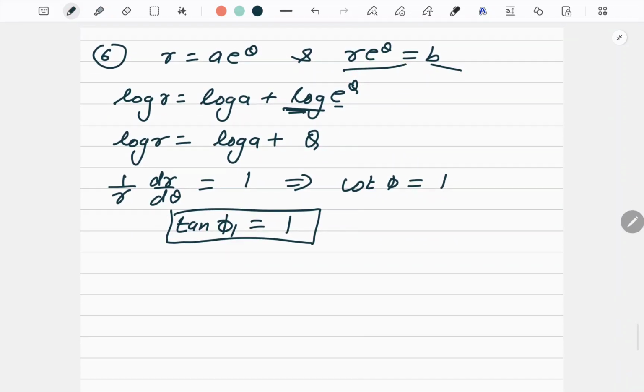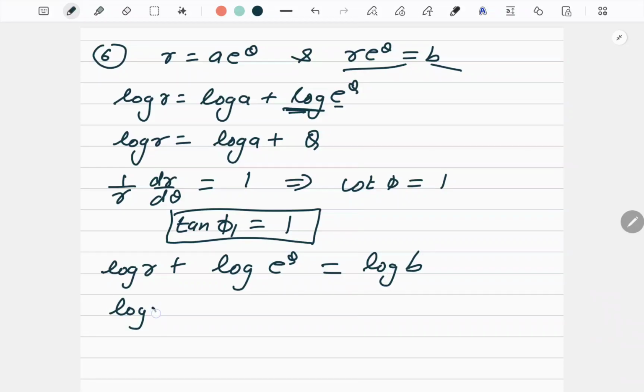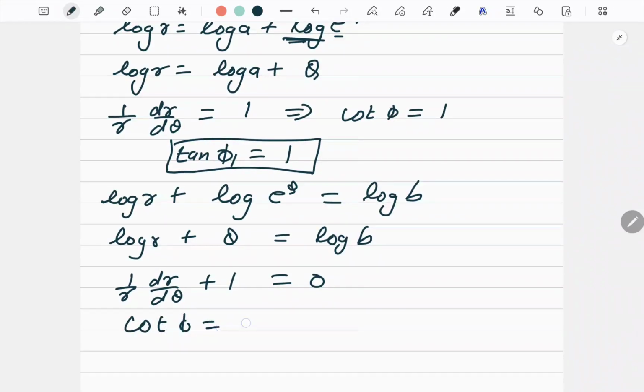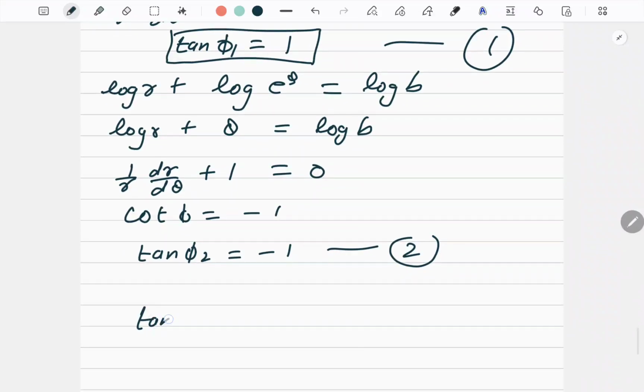Okay. Now go to the second curve. So now log r plus log of e to the power theta is equal to log b. Log r plus theta is equal to log b. Differentiate: 1 by r dr by d theta plus 1 is equal to 0. So cot phi is equal to minus 1. So tan of phi 2 is equal to minus 1. This is equation number 2. This is equation number 1. Multiply. So tan of phi 1 into tan of phi 2 is equal to minus 1. Hence proved. Orthogonal. So usually students make mistakes only in this concept. Remaining it's very easy. There is no trigonometry. So very easy for you.